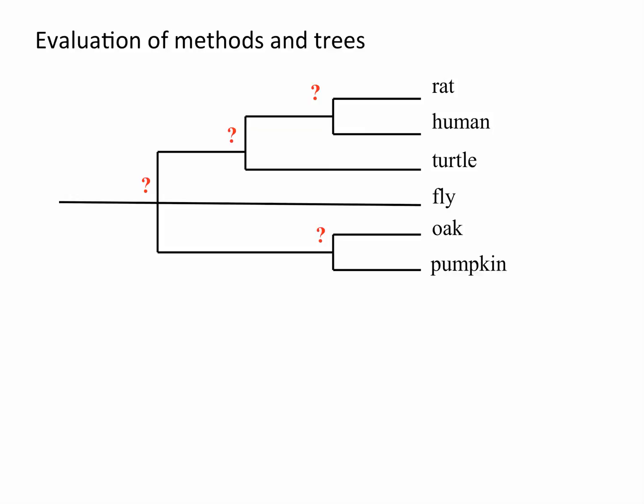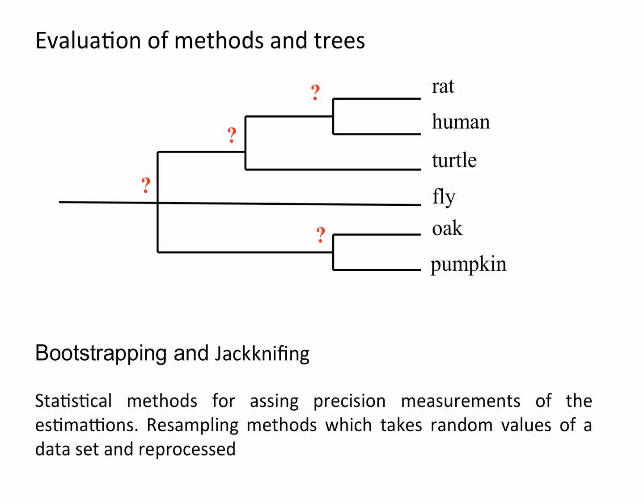One approach to assessing how well a tree represents all of the data is to resample the data repeatedly and reperform the phylogenetic analysis to see how often the same result is obtained from these resampled datasets. These methods are known as bootstrapping and jackknifing.